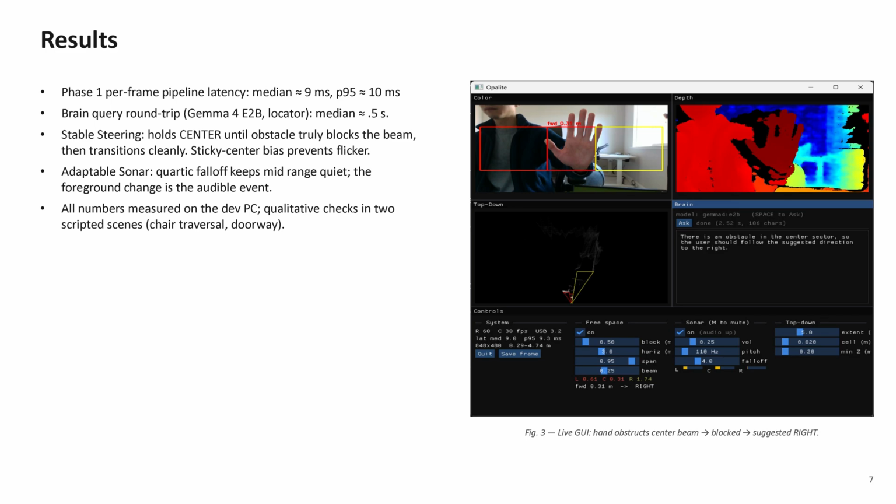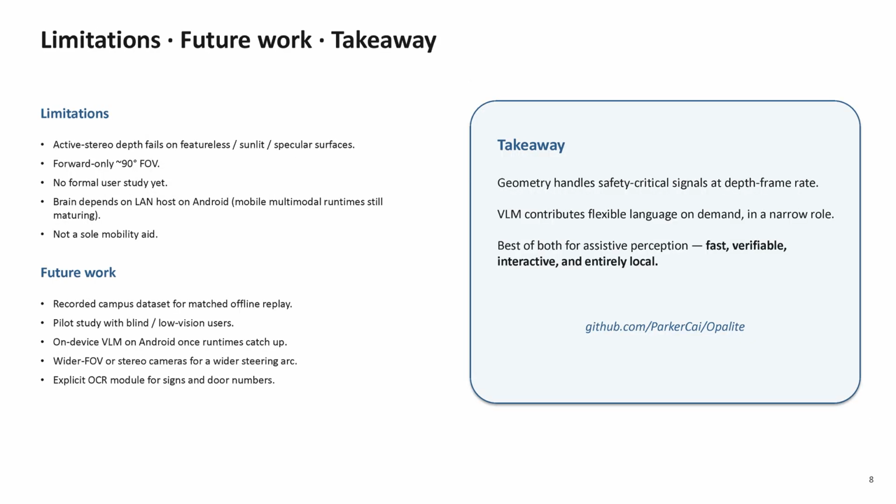The sticky center bias keeps it from flickering between the options on noisy frames. Finally, the screenshot on the right shows the desktop GUI catching a hand in the center beam. The analyzer flags it blocked. Then its adjusted direction shifts to the right, and you can see the Brain's caption picks the same thing up. It suggests the user follow the direction to the right, so the language model and the geometry are both saying the same thing.